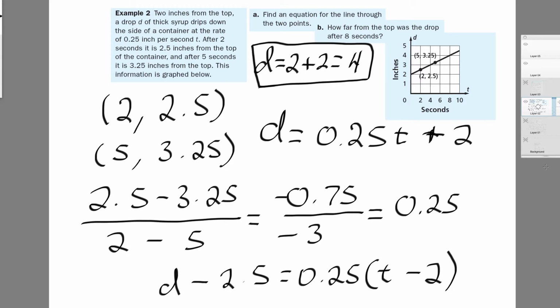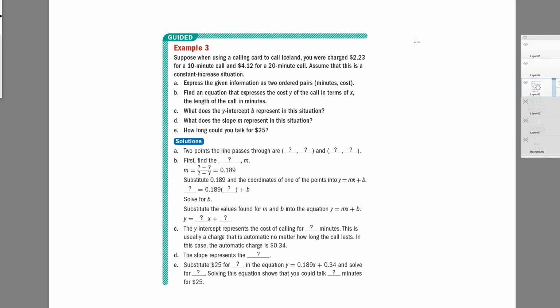Okay, I've got one more bit to go through here with you, which is the guided example 3. This is in your textbook. It's on page 363. Take a look at it and we'll work through this guided example together. So, guided example 3. Suppose when using a calling card to call Iceland, you were charged $3.23 for a 10-minute call and $4.12 for a 20-minute call. Assume that this is a constant increase situation. Express the given information as two ordered pairs.